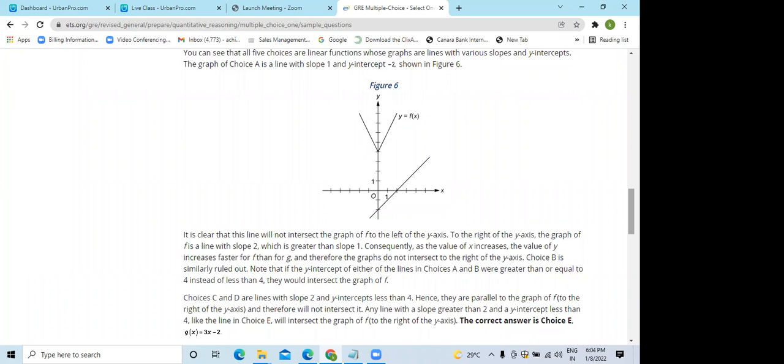Okay. So it's clear that the line will not intersect the graph of f at the left of the y-axis. To the right of the y-axis, the graph f is a line with slope 2, right? Yeah, with slope 2, which is greater than slope 1. Consequently, as the value of x increases, the value of y increases faster for f than for g. Therefore, the graphs do not intersect to the right of the y-axis. Choice B is similarly ruled out.